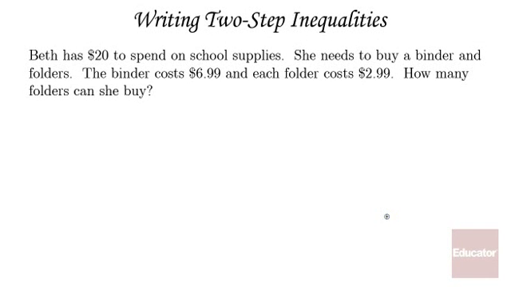Let's try writing another two-step inequality. Beth has $20 to spend on school supplies. She needs to buy a binder and folders. The binder costs $6.99 and each folder costs $2.99. How many folders can she buy?